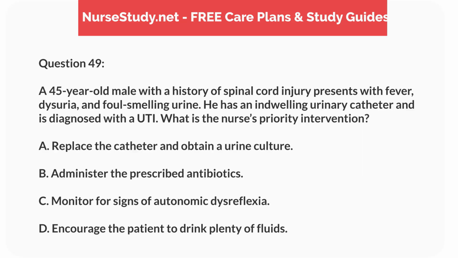Question 49. A 45-year-old male with a history of spinal cord injury presents with fever, dysuria, and foul-smelling urine. He has an indwelling urinary catheter and is diagnosed with a UTI. What is the nurse's priority intervention? A. Replace the catheter and obtain a urine culture. B. Administer the prescribed antibiotics. C. Monitor for signs of autonomic dysreflexia. D. Encourage the patient to drink plenty of fluids.